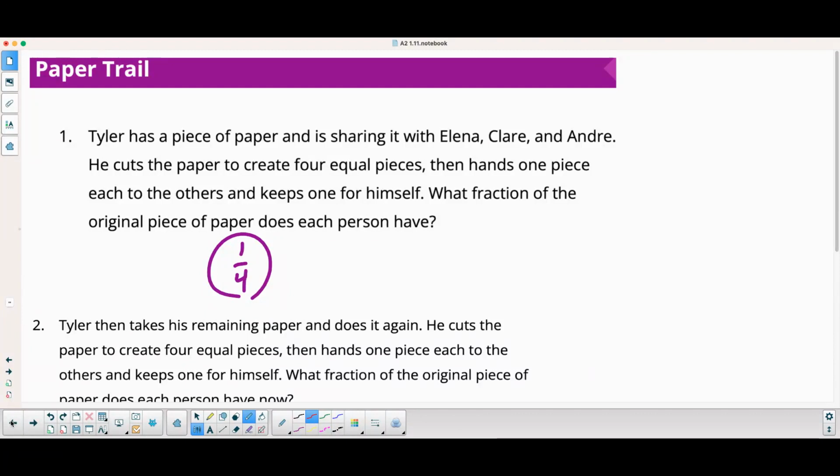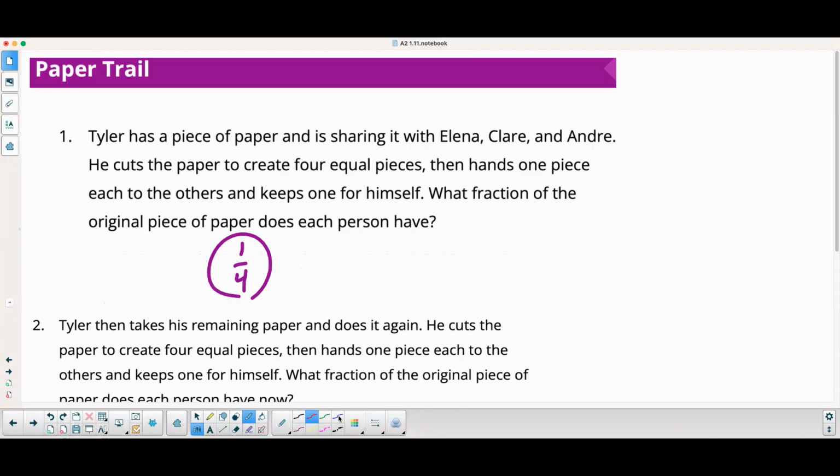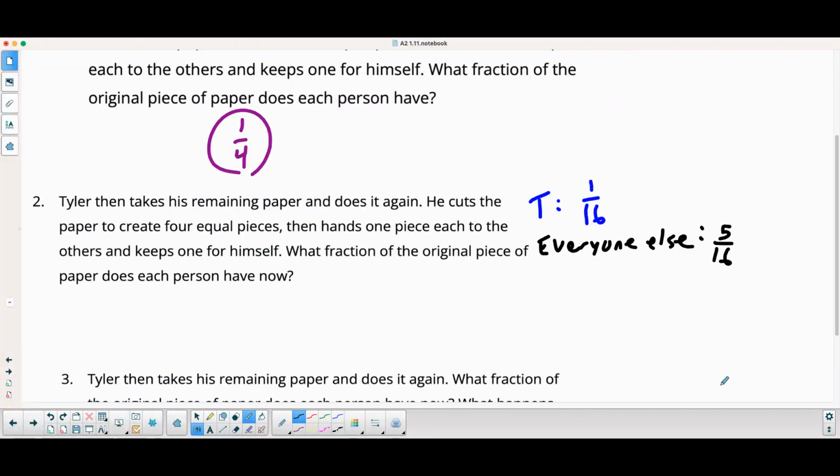Okay, so if I go back there, Tyler has 1/4 still. I'm sorry, Tyler has 1/16. Tyler is 1/16, and then the other three, 5/16, okay?